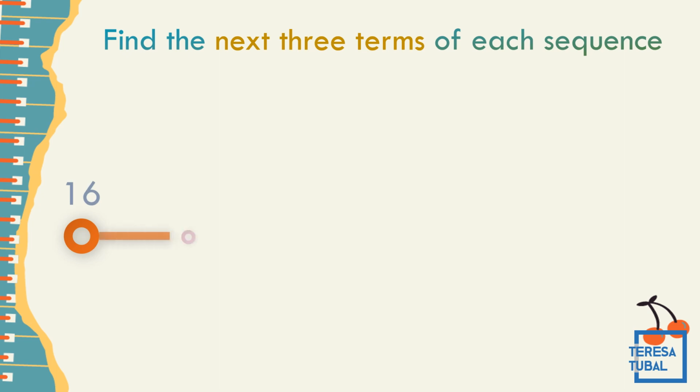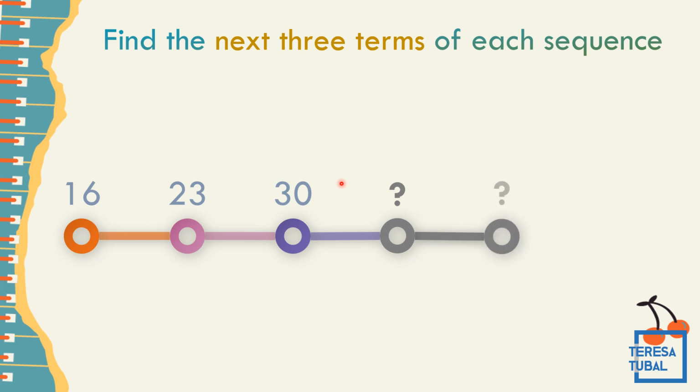Next example, let us find the next three terms of the sequence 16, 23, and 30. So let us observe what could be the number to be added to make it 23, to make it 30. So that is 7. 16 plus 7 is 23. Plus 7, that is 30. Plus 7, that is 37. Plus 7, that is 44. Plus 7, that is 51. So the next three terms of this sequence, that is 37, 44, and 51. So kung obserbahan nyo to, this is a finite sequence.